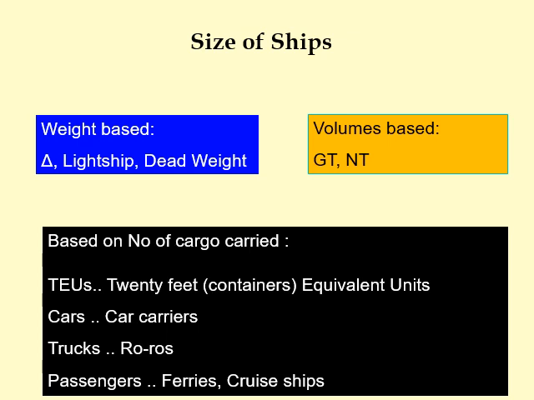So the first part is we look at the weight-based way of looking at the size of the ships. The second one will be the volume-based, which is the GT, the gross tonnage, and also the net tonnage. And finally, we will also mention some special ships whose size is stated in terms of their carrying capacity of cargo.